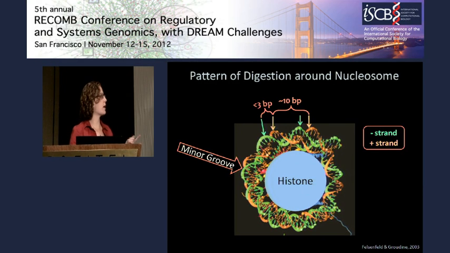Now that we know this expected pattern of the DNase digestion around the nucleosome, we want to use it to reverse engineer the nucleosome positions.